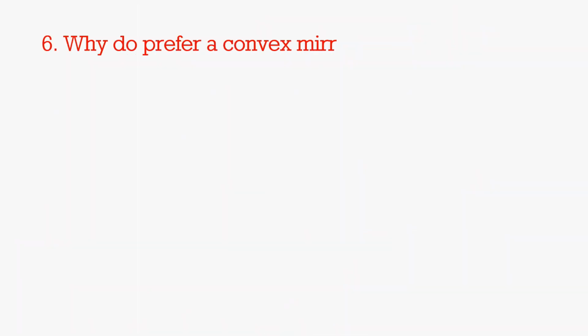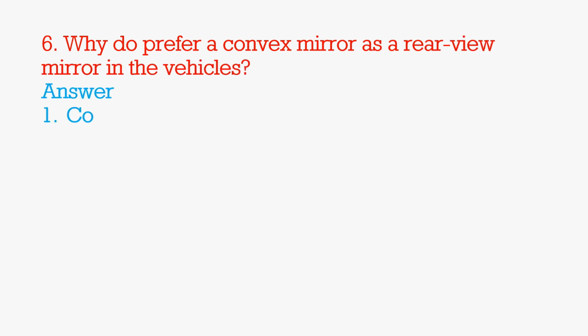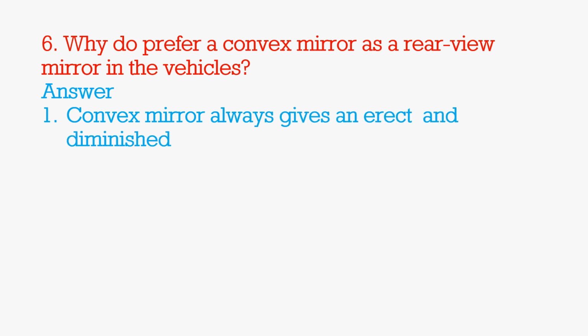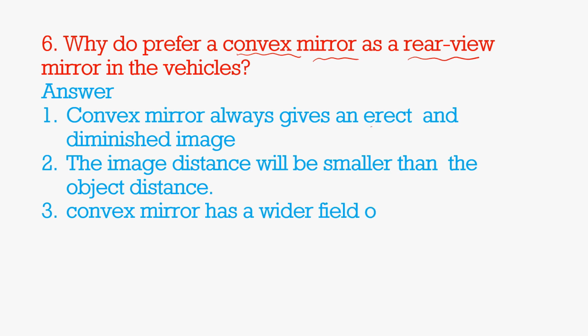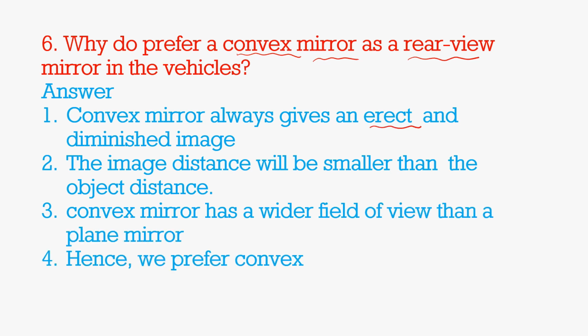Why do we prefer a convex mirror as a rear view mirror in vehicles? Here in this question they are asking why we prefer a convex mirror as a rear view mirror. Let us discuss. A convex mirror always gives an erect and diminished image. Diminished is nothing but small, erect is nothing but upright.